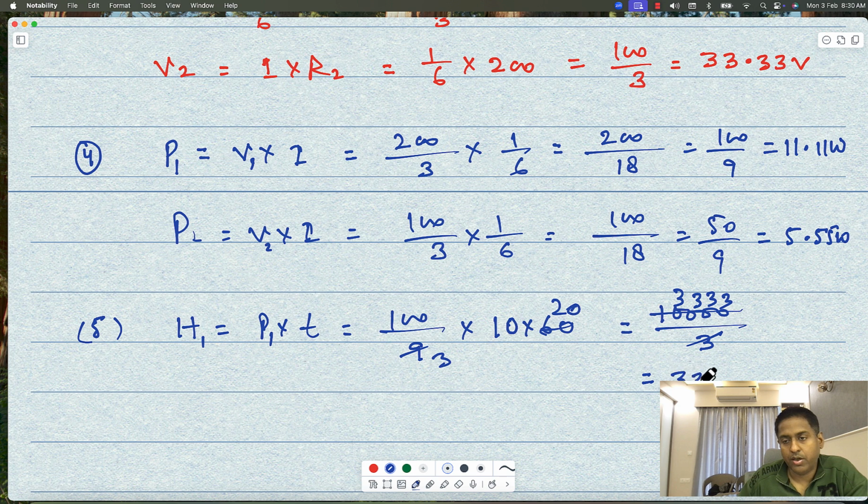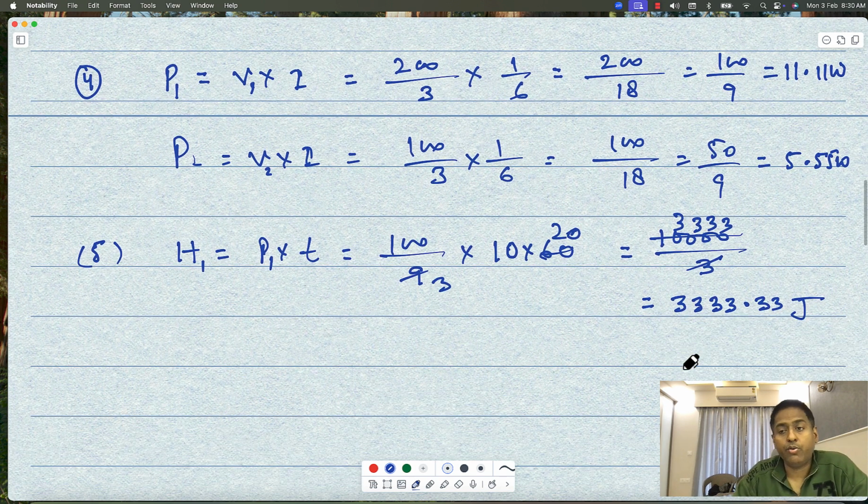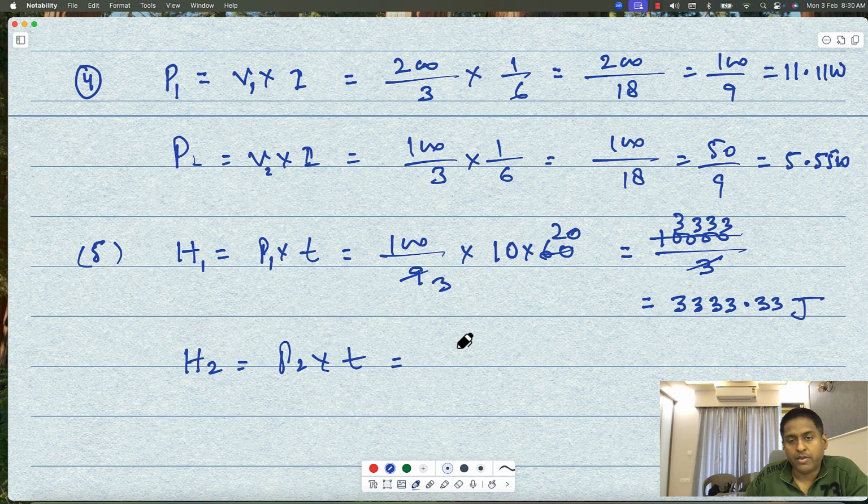That is, heat produced is 3,333.33 joule, the heat energy produced by the 25 watt bulb. And let's see, for the 50 watt bulb it is P2 into T, just half, which is 50 by 9 into time, which is 600. I'm writing directly because if you calculate, hopefully you will get half of this.